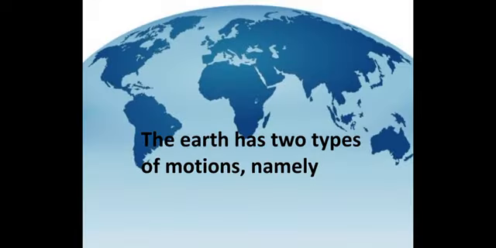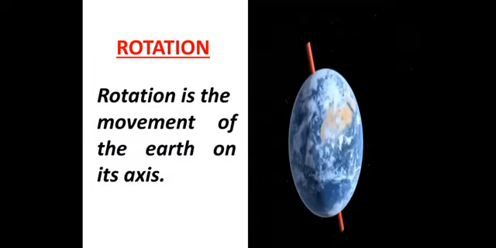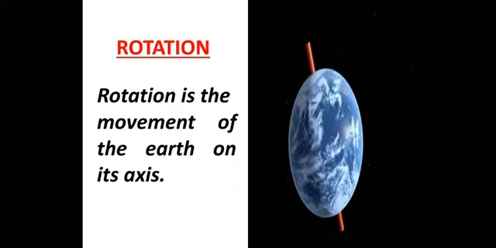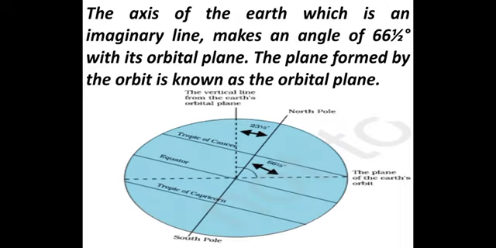The earth has two types of motions, namely rotation and revolution. Rotation is the movement of the earth on its axis, while the movement of the earth around the sun in a fixed path or orbit is called revolution. The axis of the earth, which is an imaginary line, makes an angle of 66.5 degrees with its orbital plane. The plane formed by the orbit is known as the orbital plane.